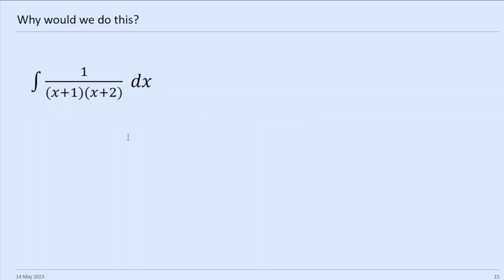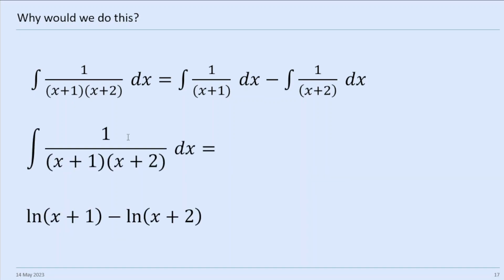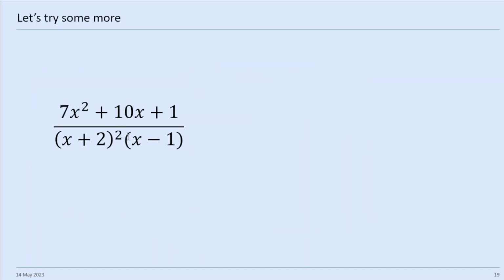Well, it's very, very helpful in integration. So if we're integrating 1 over x plus 1 times x plus 2, we can write that as the integral of 1 over x plus 1 minus the integral of 1 over x plus 2. Don't worry if you haven't done integration yet, but this just shows why it's important. So the integral of 1 over x plus 1 is log x plus 1. The integral of 1 over x plus 2 is log x plus 2. So we get log x plus 1 minus log x plus 2 as the integral. And using the laws of logarithms, we can say that's log of x plus 1 over x plus 2.